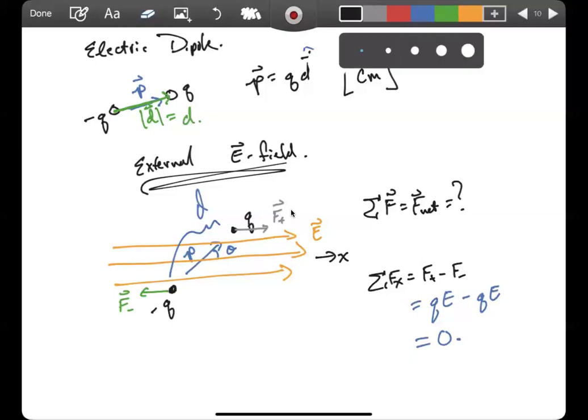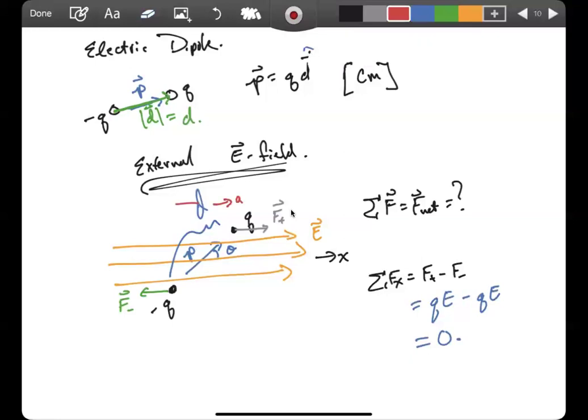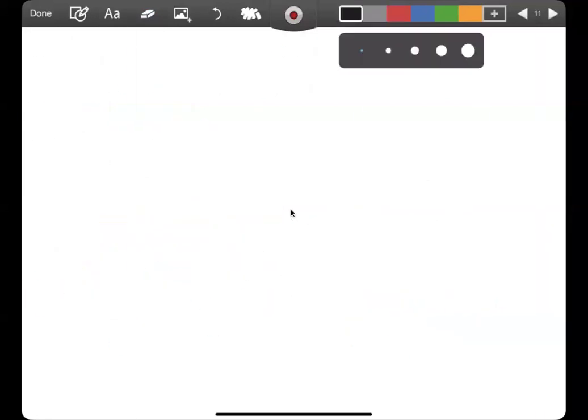This means that this thing is not going to feel a force to accelerate it in one direction or another. Meaning this thing's center of mass is not going to accelerate this way, and it's not going to accelerate this way. It is simply just going to stay in the same spot. But what is going to happen is, since the electric field is pulling on this guy to the right and this guy to the left, this thing is going to rotate about the center point, which means it is going to feel a torque. So this is where we're going to start off on Monday.